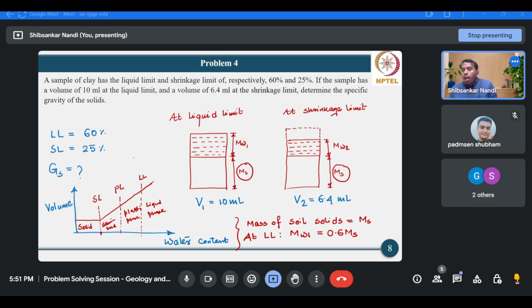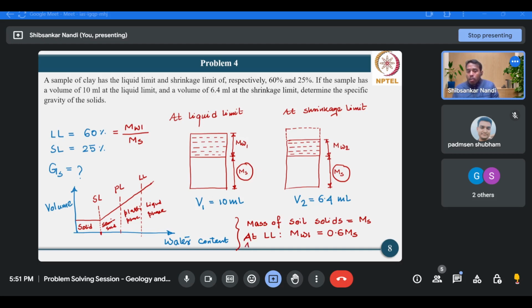How? Because this LL is nothing but water content, and from the basic definition it is mw1 divided by ms, the mass of water divided by the mass of solids. So mw1 becomes ms multiplied by 0.6. I hope you got the point.